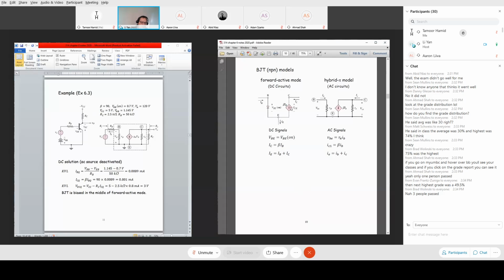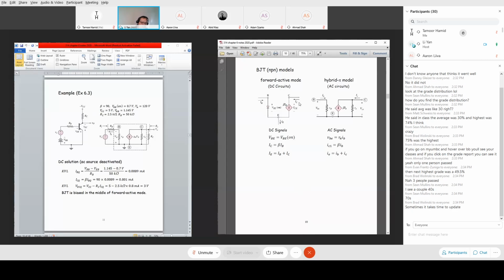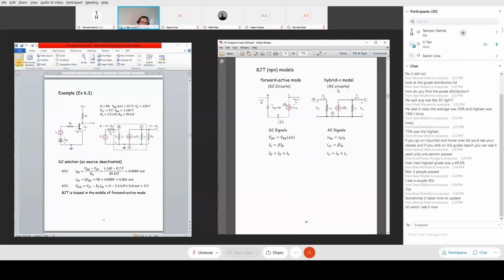Between the collector and emitter, since the current IC is proportional to current IB by the beta coefficient, IC can be modeled by a dependent current source. The dependence is beta times IB. Whatever current IB you have here, this amount of current will be beta times IB. Of course, this is only true in the forward active mode. Most of the time in chapter 6, we analyze in this mode, so that model applies. But that's a DC circuit. For AC circuits, for small signal amplification, we have a different model.